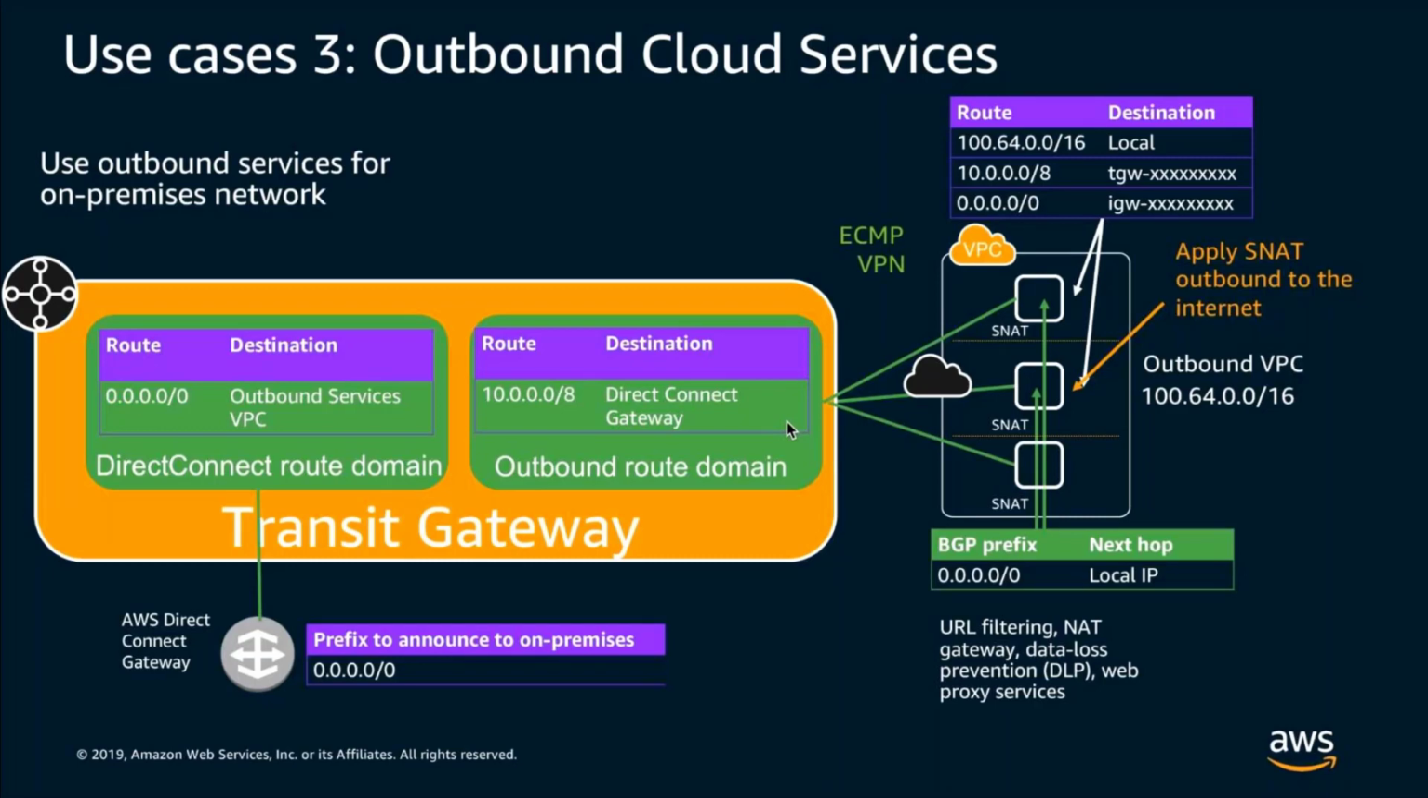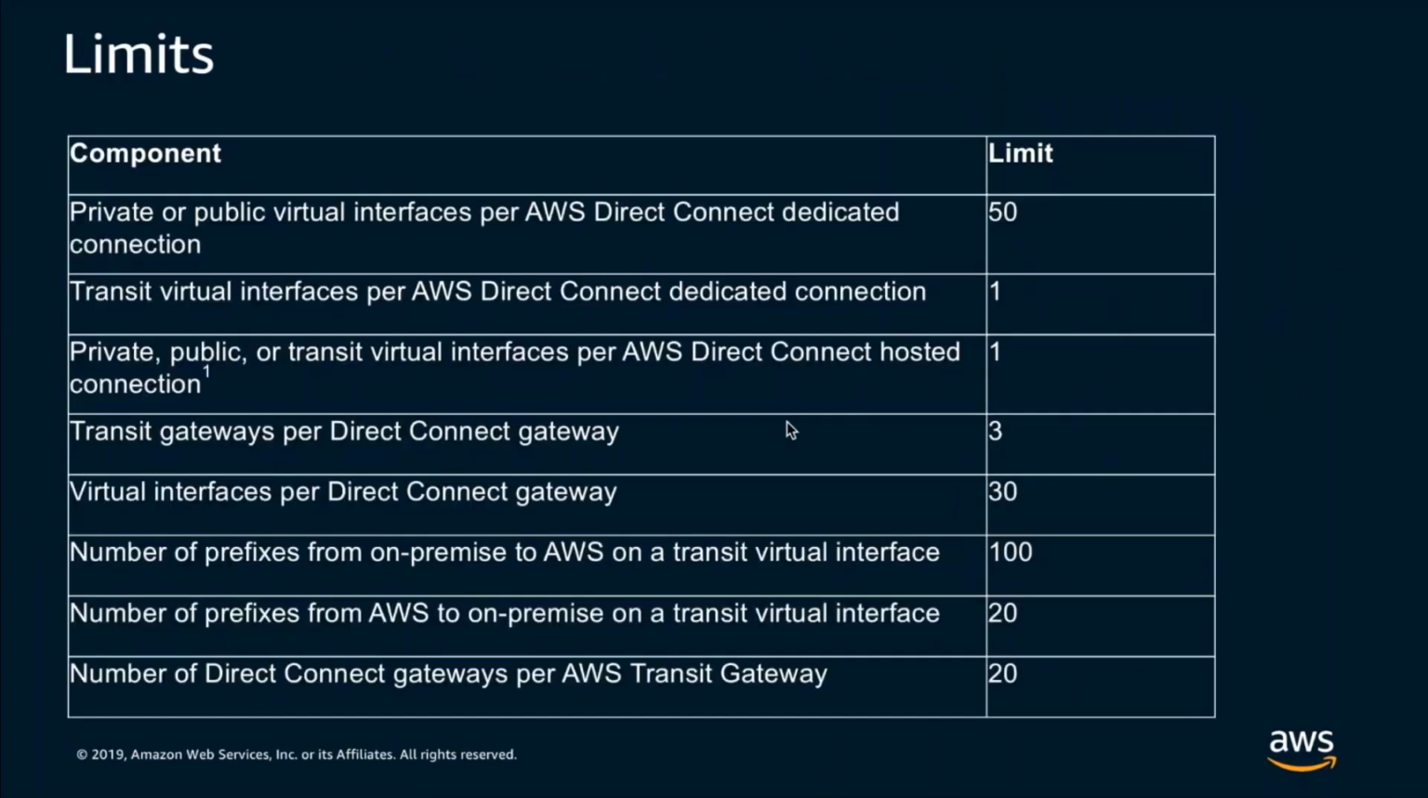Now we'll talk about the limits. So Sanjay, you want to go over that? Yes, so the Direct Connect service has several limits that you need to be aware of. For each dedicated connection, we support up to 50 public or private virtual interfaces. You can have only one transit virtual interface per dedicated connection. If you have a hosted connection through our partner, you can have either one transit VIF, or a public VIF, or a private VIF.